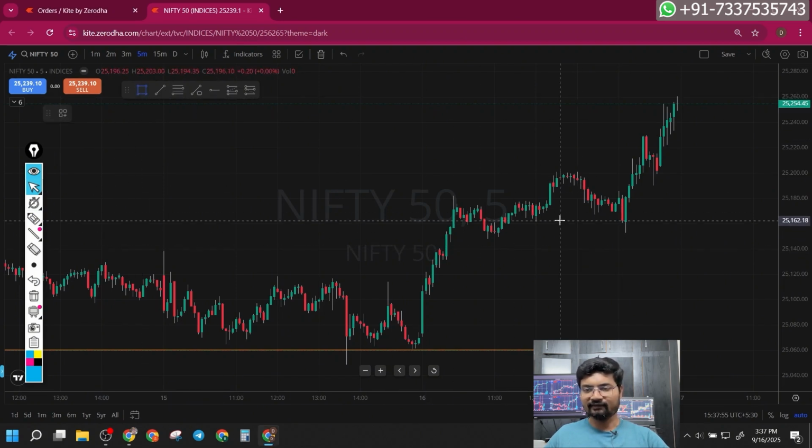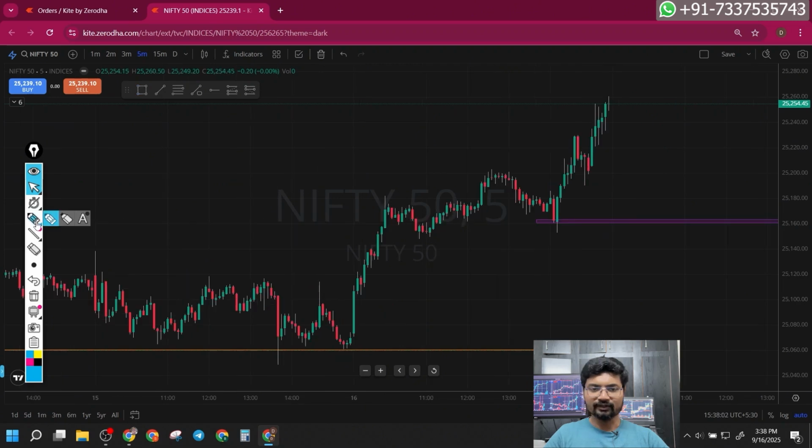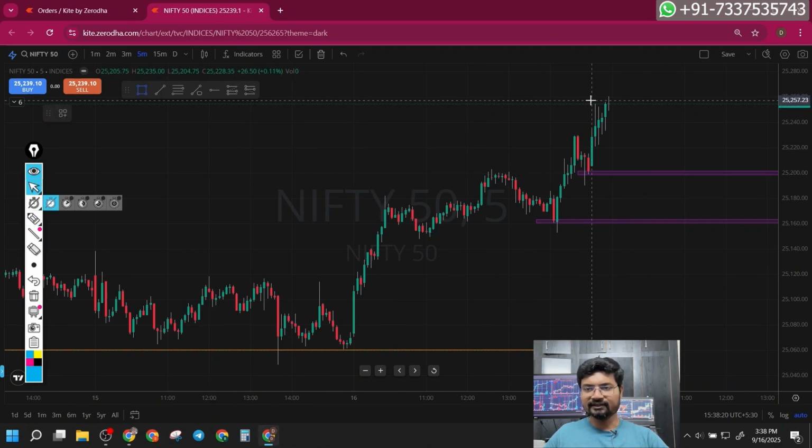Let's mark the important levels. This is an important level tomorrow because there is a bounce from this level, and there is a support here as well. Then one more important level is this one. And if it opens inside this range, this should be considered as a resistance.